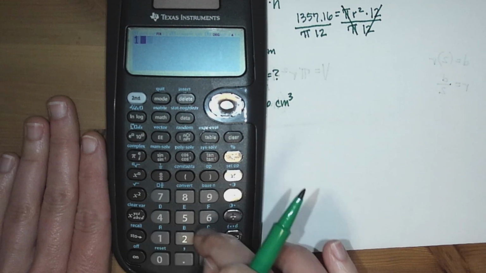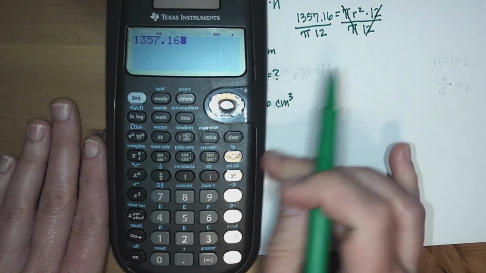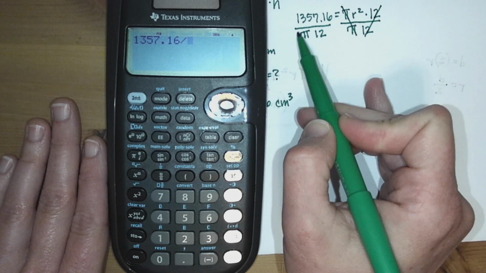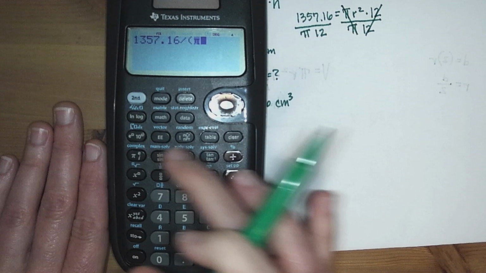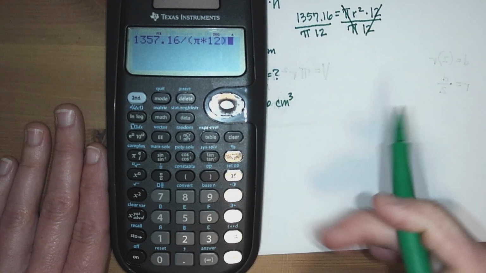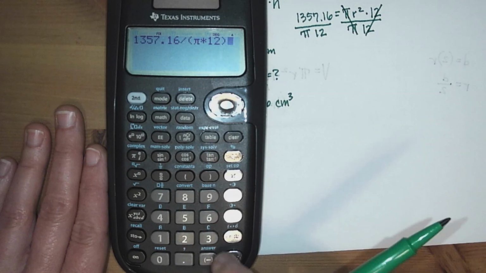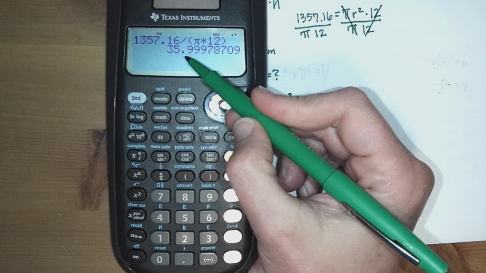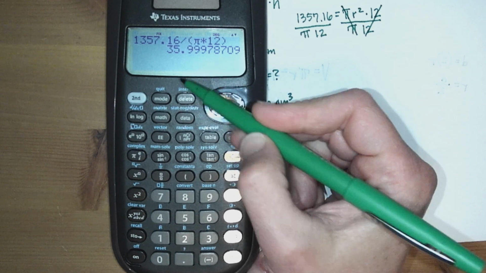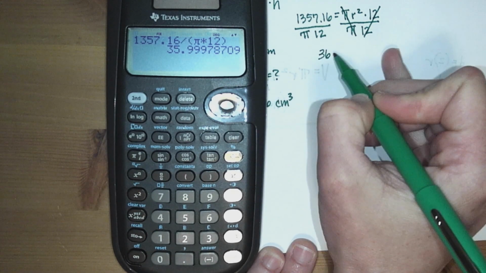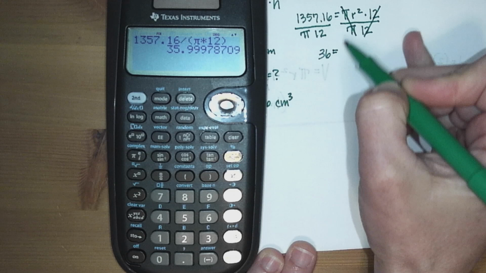So we have 1,357.16 divided by, now be careful here, as you do divided by, make sure you put the pi and 12 in parentheses, because otherwise your calculator will not do it in the right order and you will not get the right answer. So when you're done keying it in, it should look like this. And you hit enter, and you get 35.99978. So as you can see, that's going to round it up to 36. So let's do 36 equals, all of this canceled out except for the r squared, so we're just going to bring down the r squared.